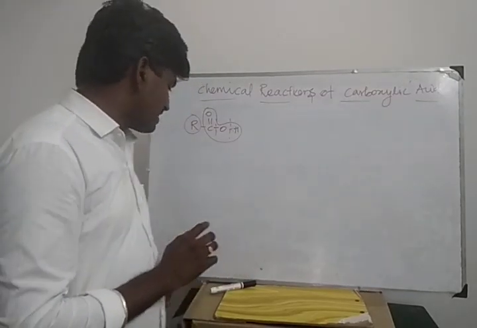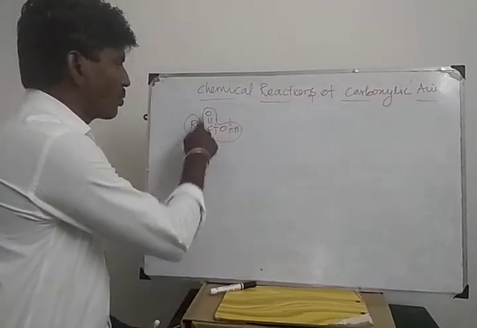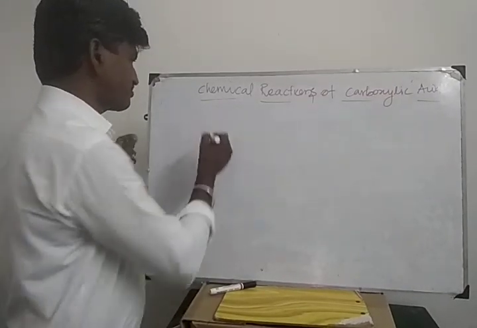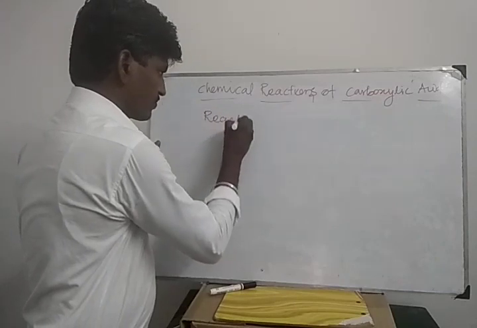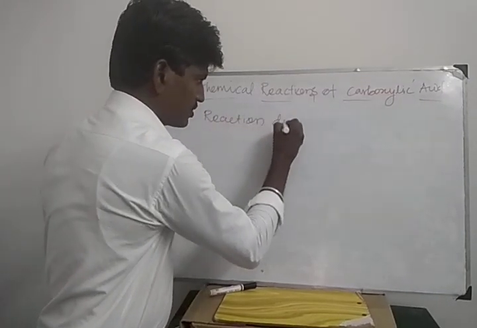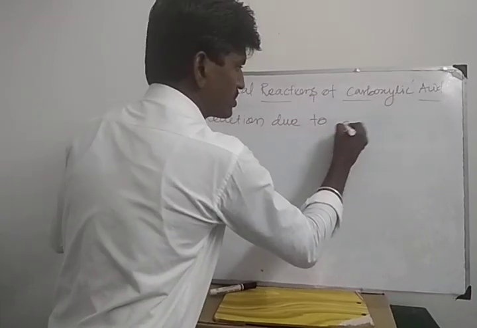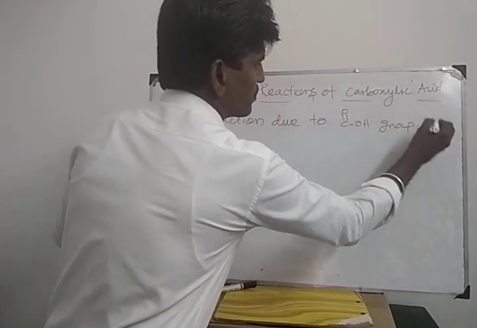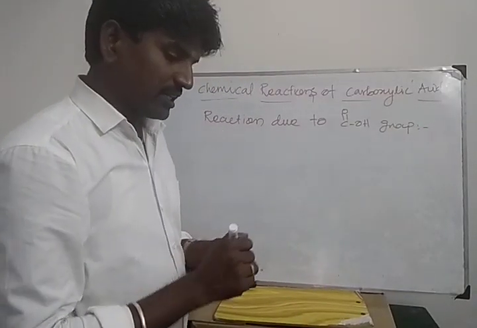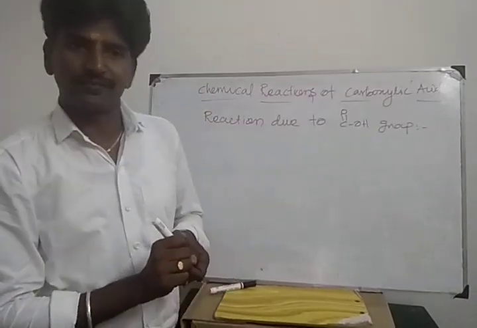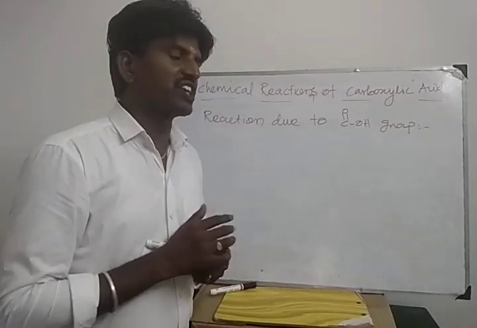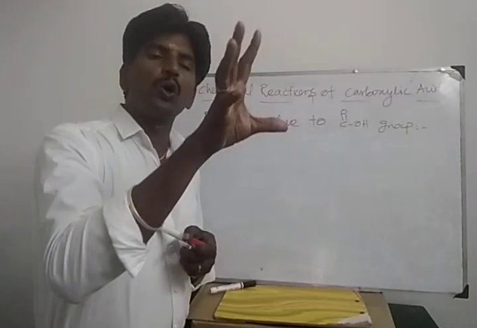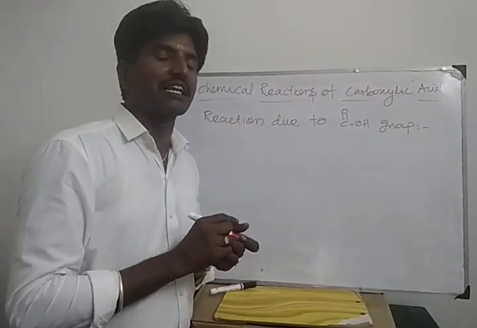So the first one is reactions due to overall COOH group. In this topic I am going to teach 2 reactions. One is reduction. Second one is decarboxylation. In reduction reaction and in decarboxylation reaction, overall COOH group is involved in a chemical reaction.